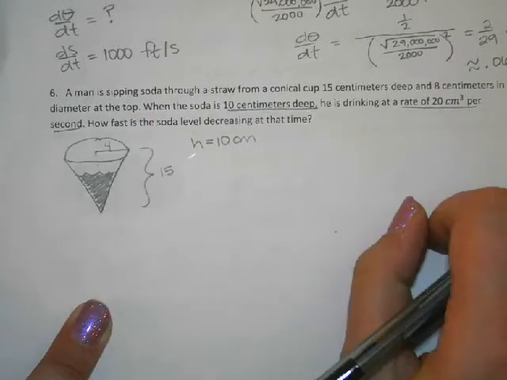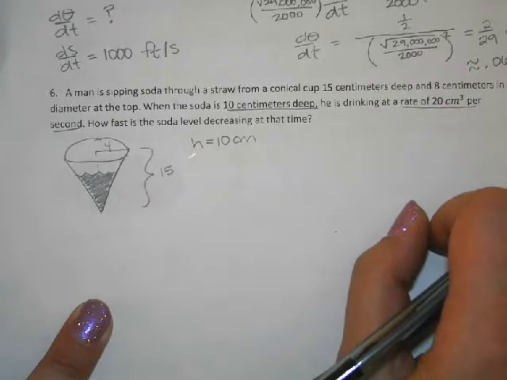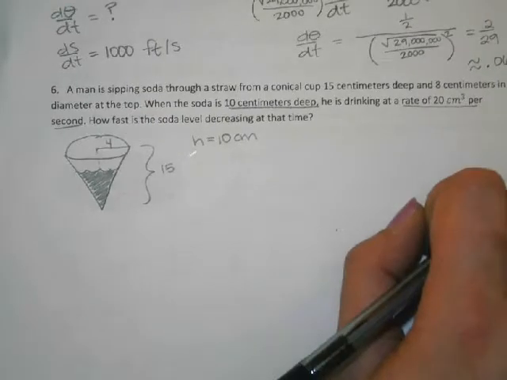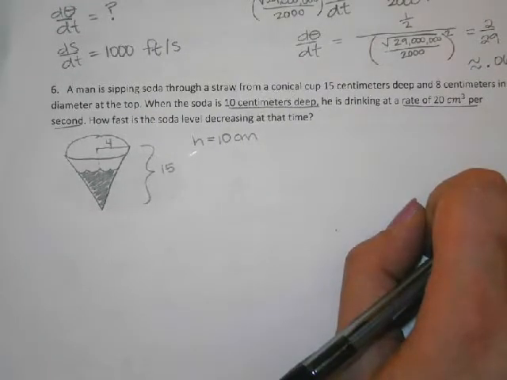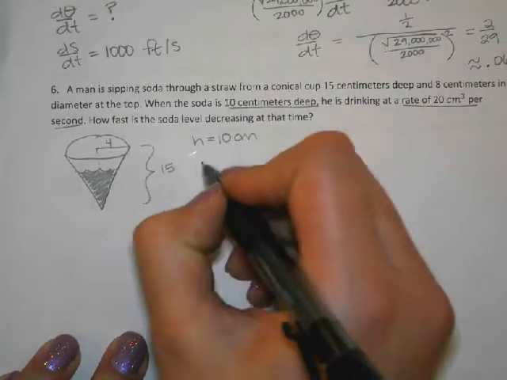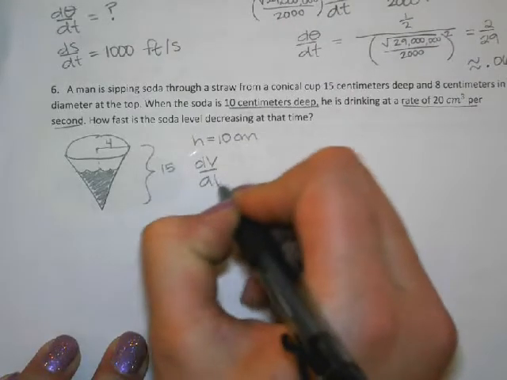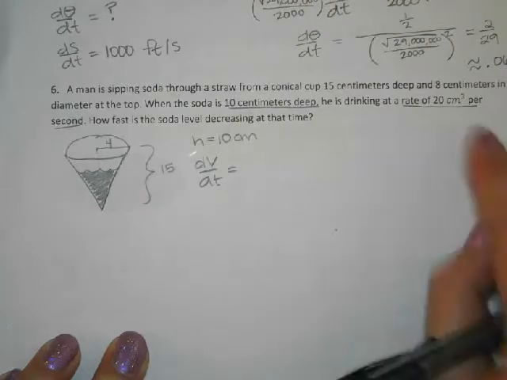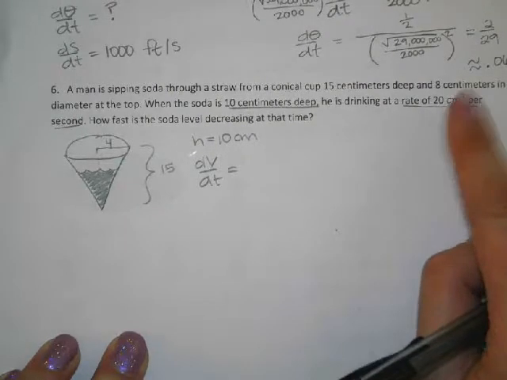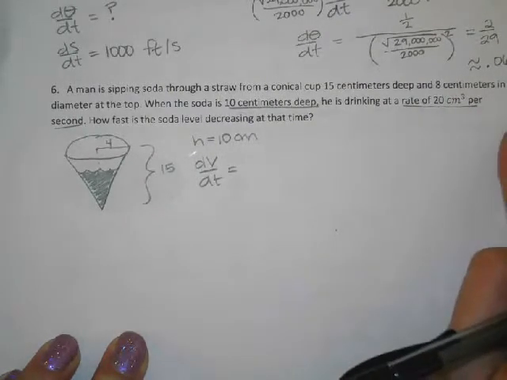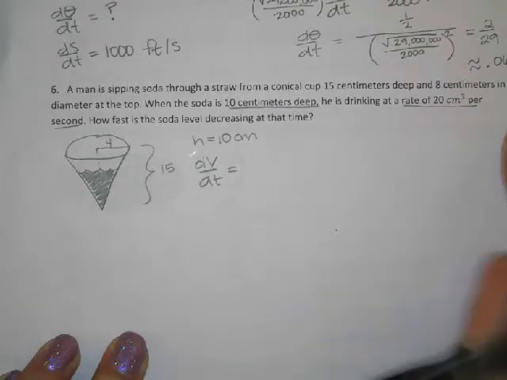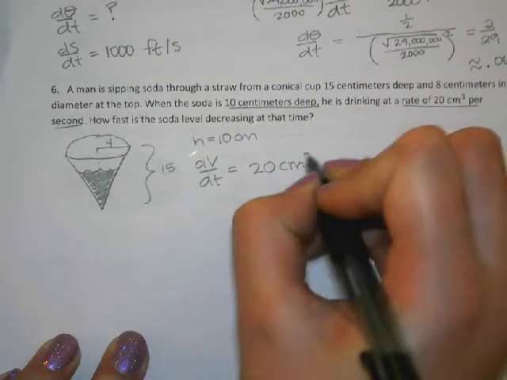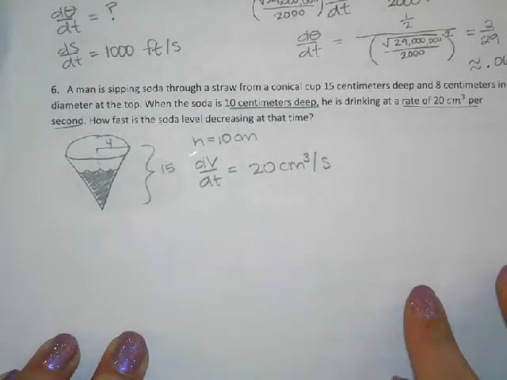So if it's a rate of volume, then what should we write? Plus 20. No. What variable? So we know it's a variable v, but it's not just plain old v, it's dv/dt. The reason that I knew it was dv/dt and not just v is because it doesn't just say centimeters cubed, it says centimeters cubed per second. So that tells us it's a rate of change, it's not just a volume. Okay? So 20 centimeters cubed per second.